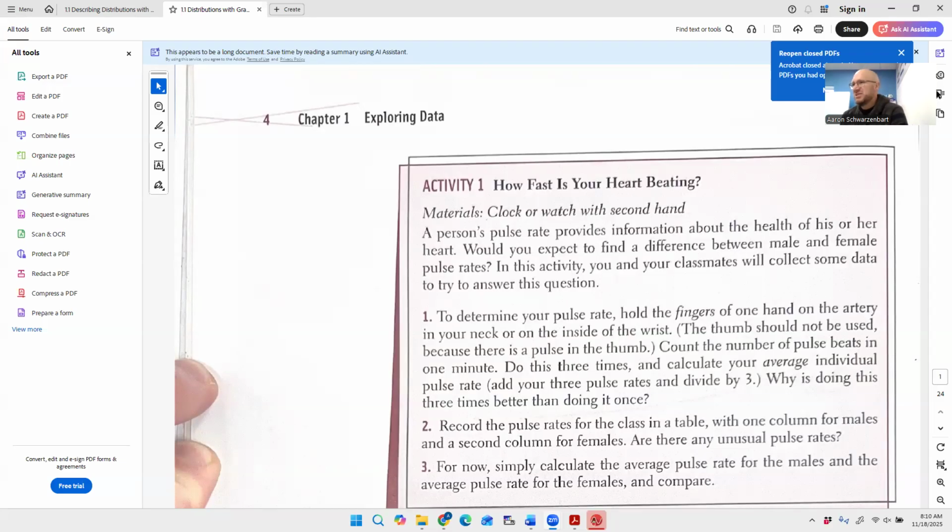Okay, welcome to statistics. Statistics is all about data and distributions, which means where the data is relative to each other. That kind of makes sense. So, our first day, we're going to be exploring distributions with graphs, or how to show a distribution.